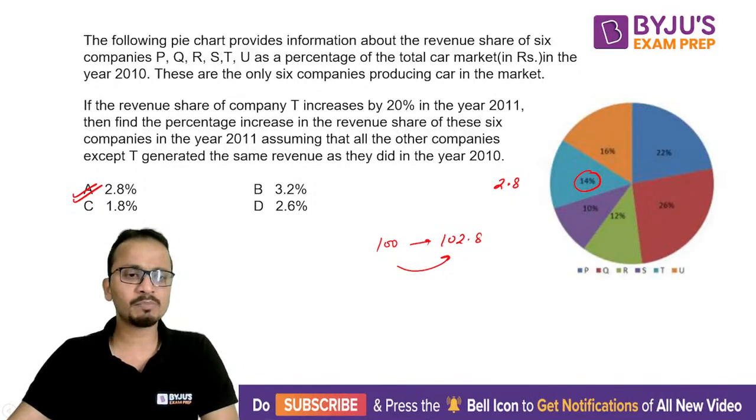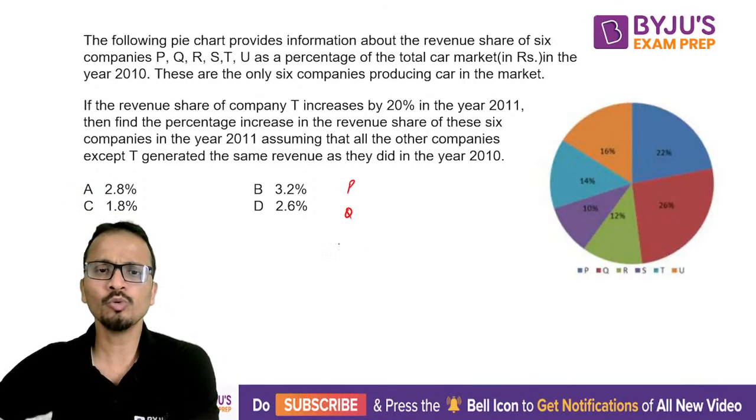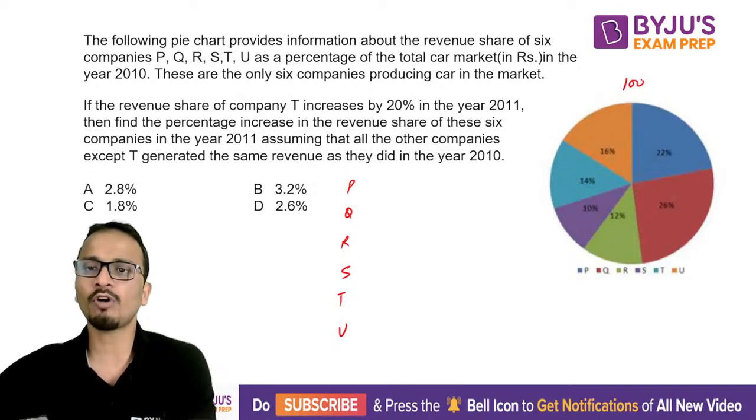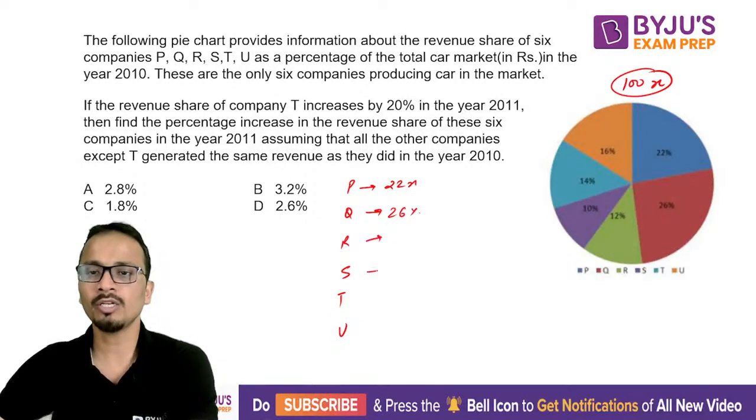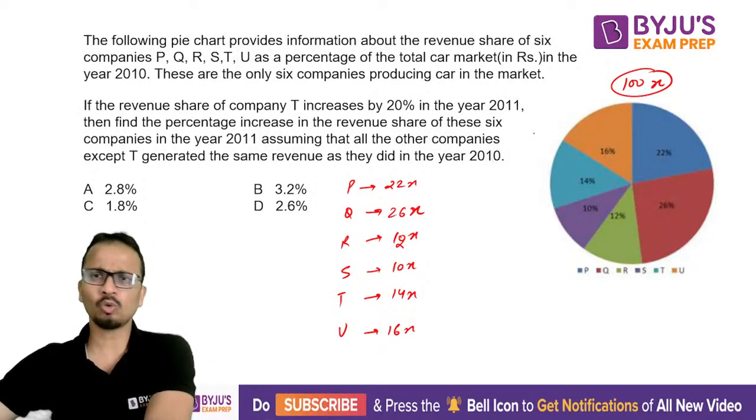Yes, Madhuri, I'll explain it once again. So P, Q, R, S, T, U. Let's say the total for this is 100x. So the share for P will be 22%, that is 22x. Q will be 26x, and so on. And T will be 14x, and U will be 16x. S is 12x and this is 10x. All right, considering the total as 100x.